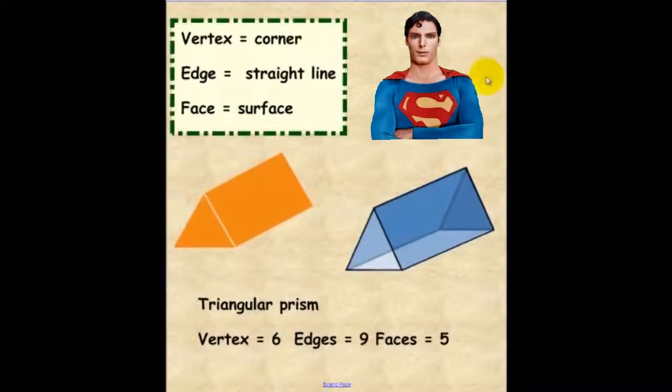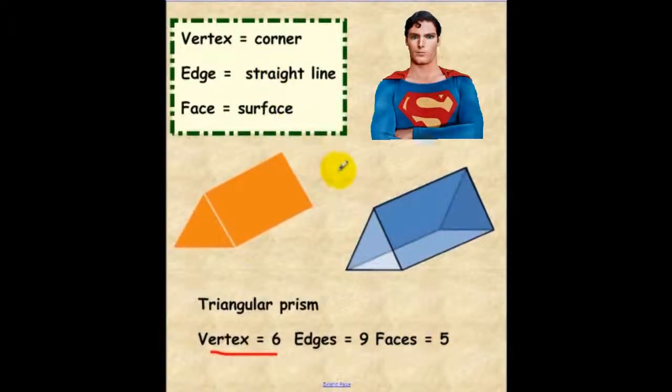Okay, this time we are going to look at a triangular prism, and we need to decide a couple of things. One, we need to look at and determine what the vertex is. As you can see, I give you the number 6. Edges are 9 and faces is 5.